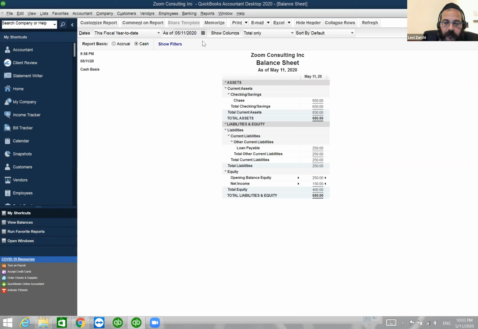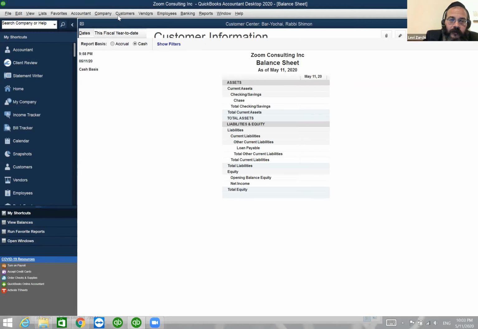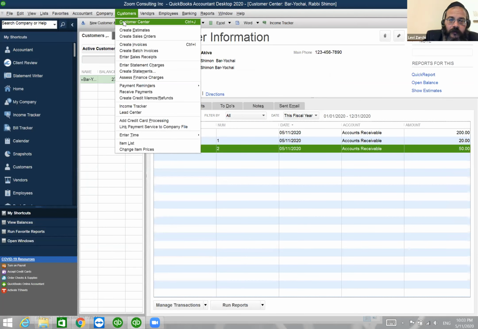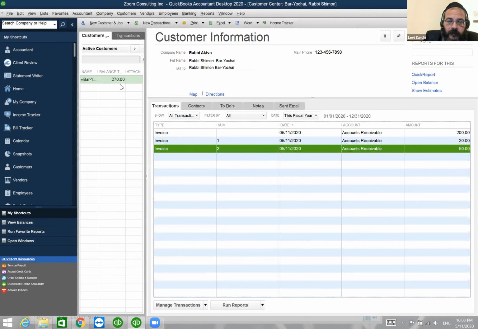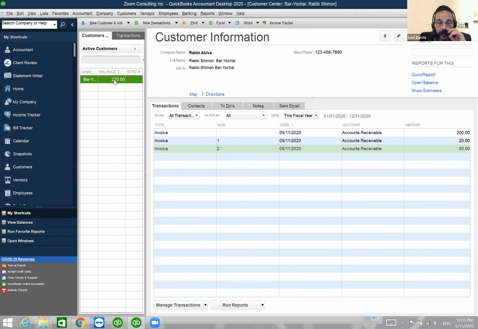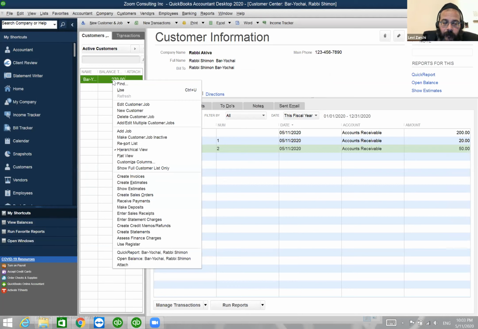When I record a payment, when I receive the check, or when I deposit the check, is the payment received or are you paying? What's the question? If it's the customer, I explained this last class. If you have an open invoice, don't just deposit the check. Receive the payment. If you go to the customer center, Rabbi Shimon owes us $270. I'm going to right click and go down to receive payment.